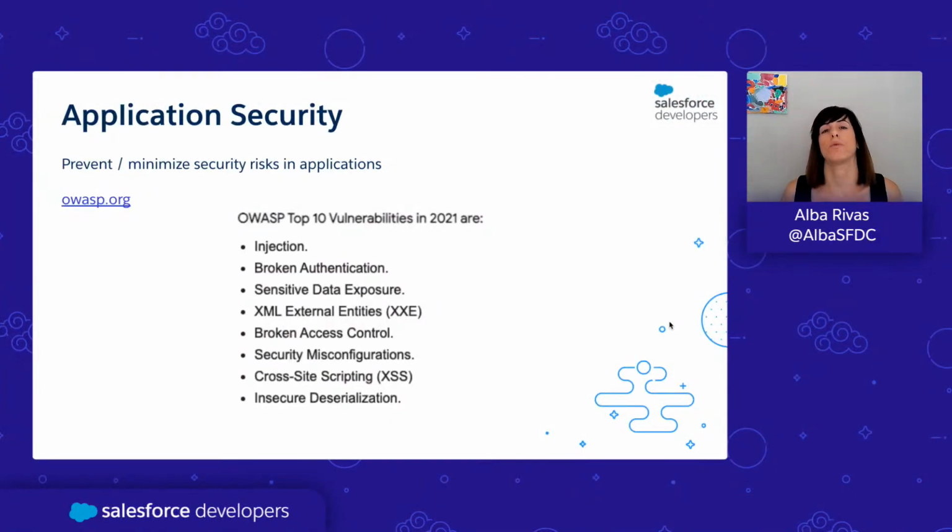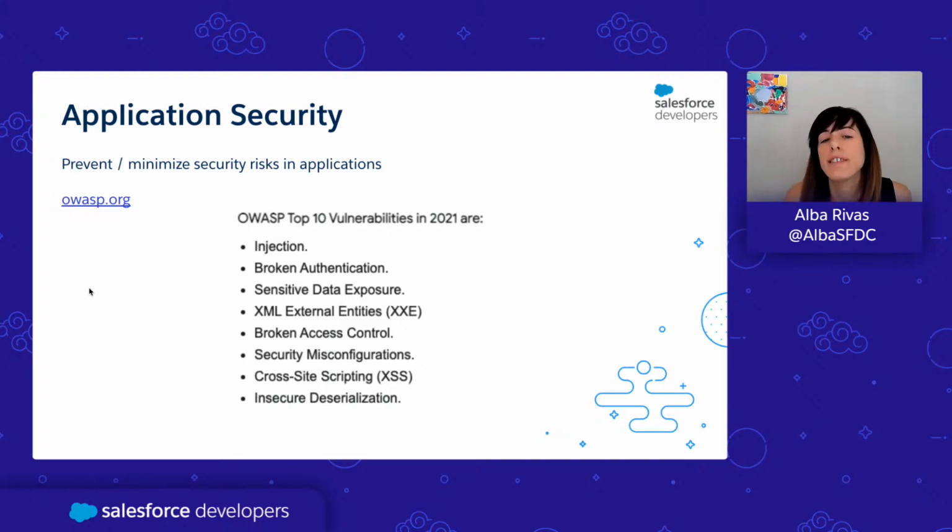Starting with today's webinar, we are going to talk about application security. Application security is basically a set of techniques and processes that help you prevent or minimize, because sometimes it's impossible to 100% prevent, all the security risks that your application code may have. I don't know if you have heard about OWASP, the Open Worldwide Application Security Project.